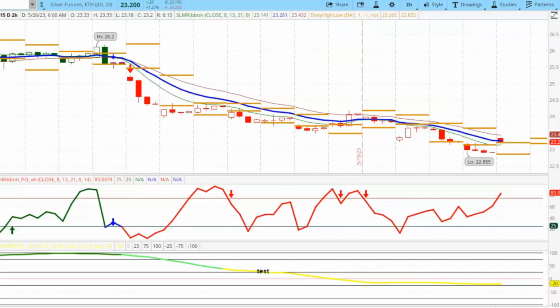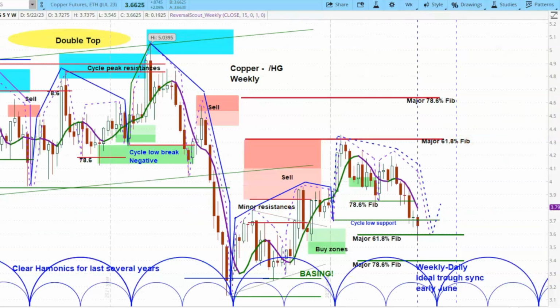Here's the silver market on the 2-hour chart, and this one also getting into the swing zone here on the market condition indicator, the askSlim MCI, and still negative conditions that you can see in there. Here is the copper market.